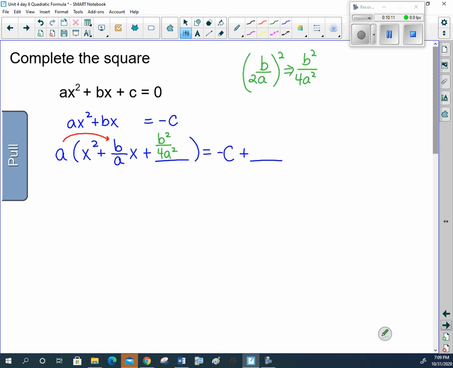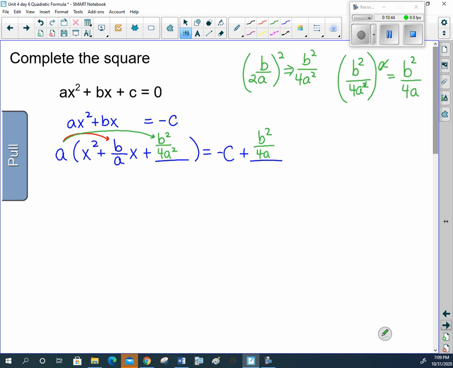Okay, now to keep the balance, I have to multiply this a times this. So if I take b squared over 4a squared and I multiply it by a, then one of those a's is going to reduce with one in the bottom, and we're going to end up with b squared over 4a. That's what I'm going to add right here, b squared over 4a.